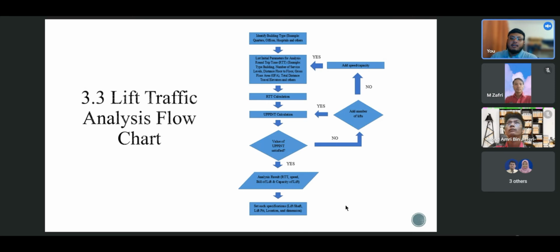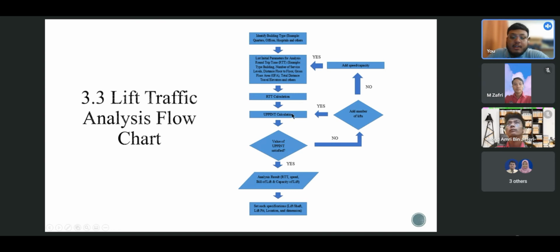Lastly, this is the lift traffic analysis flowchart. Firstly, as you can see, we need to identify the building type, for example quarters, offices, hospital, and others. The next step is to list the initial parameters for analysis of round trip time or RTT, for example type of building, number of service levels, distance from floor to floor, gross floor area or GFA, total distance traveled by elevators, and others. Next, we need to make the RTT calculation.